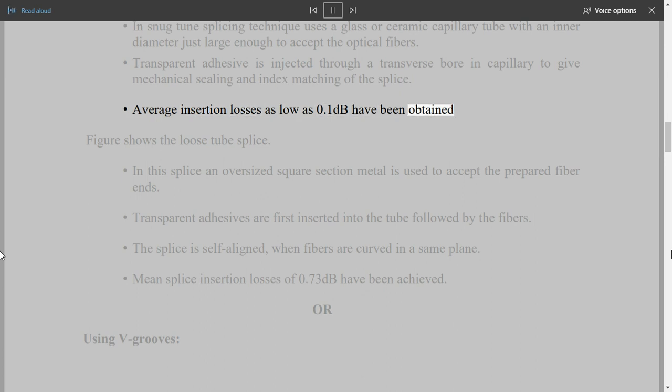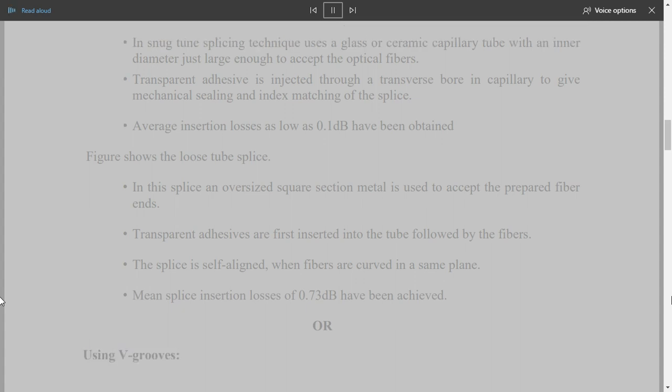The figure shows the loose tube splice. In this splice, an oversized square section metal tube is used to accept the prepared fiber ends. Transparent adhesives are first inserted into the tube, followed by the fibers. The splice is self-aligned when the fibers are curved in the same plane. Mean splice insertion losses of 0.73 dB have been achieved. Or using V-grooves. Fig. Mechanical splicing.